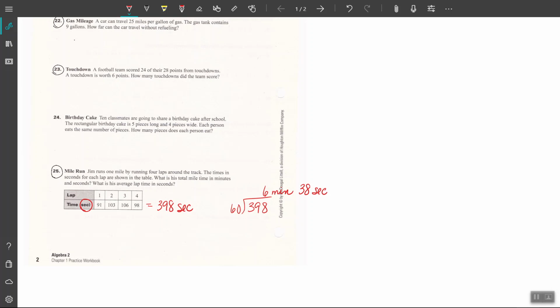Then they ask, what is his average lap time in seconds? So now we're going to go back to that, and we're just going to find the average lap time. What was his average time per lap? You can see that he was faster in lap 1 than he was in all of the other laps, and he was slowest in lap 3. But we want just an average. If you took all those numbers together and said this is what he averaged over the 4 for each lap, that's the number we're looking for.